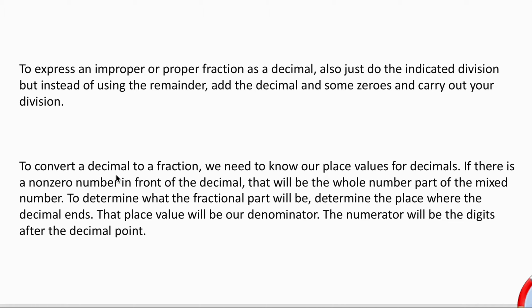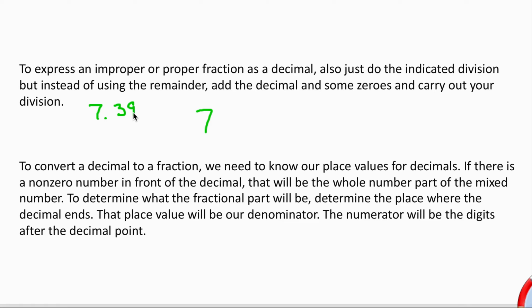Now, to convert a decimal to a fraction, you need to know our place values for decimals. Well, sort of. If there's a non-zero number in front of the decimal, that will be the whole number part of the mixed number. For example, if I had 7.39, this is not 0, so that's the whole number part of the fraction.